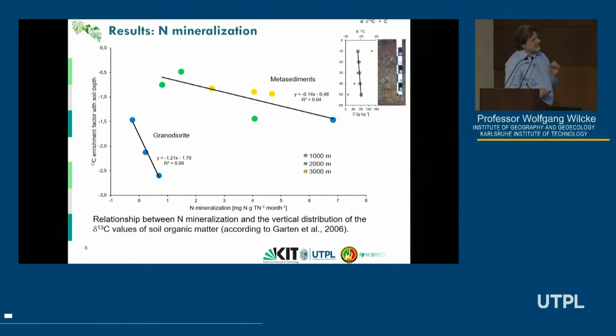There was another not so big surprise here. Here you see the metasediments. We only have one metasedimentary plot at 1,000 meters. Otherwise the granodiorite dominates, and the granodiorite sites show a much lower mineralization rate, which means that you really need to consider parent materials when talking about ecological processes.